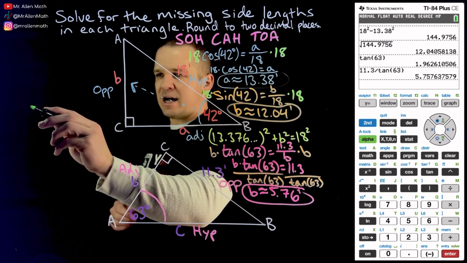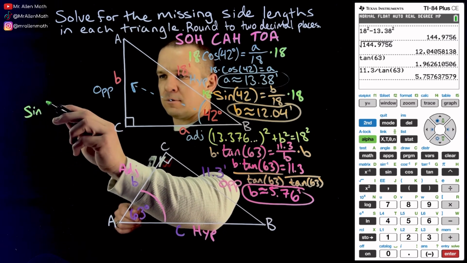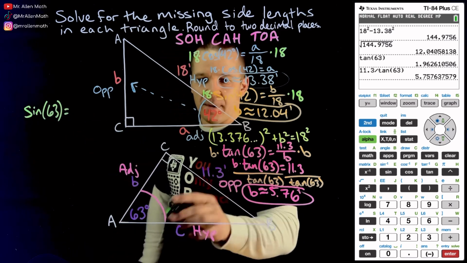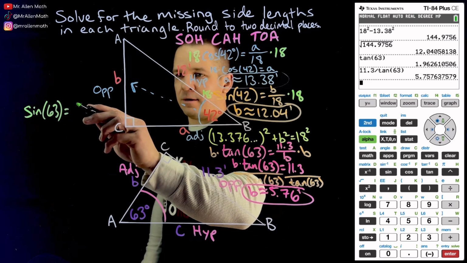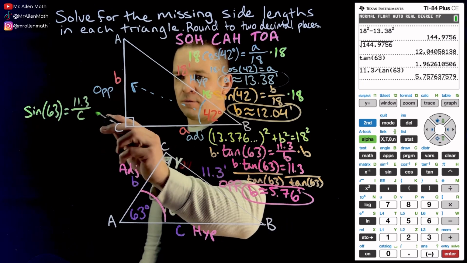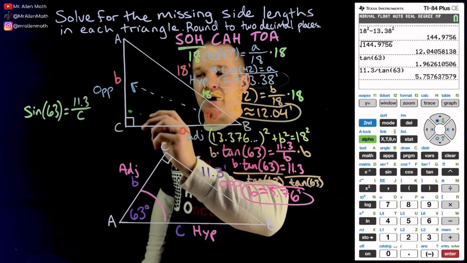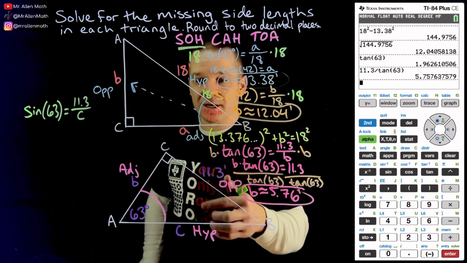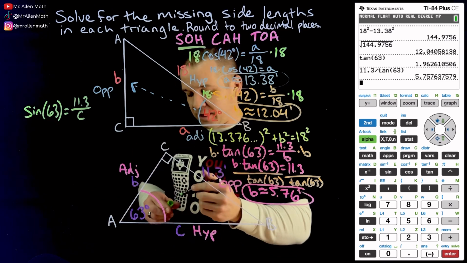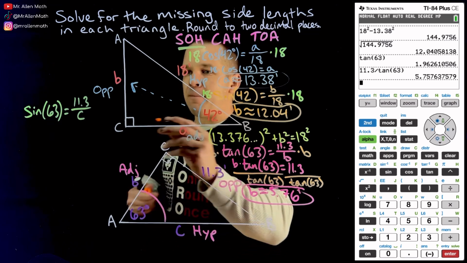So we have sine of 63 equals, my opposite side is 11.3. My hypotenuse, I do not know, right? So that's why I picked sine right there, because it's opposite over hypotenuse. Those are the two pieces of information that I have and want. So that's the one I'm going to use. All right, we're going to multiply by C on both sides.